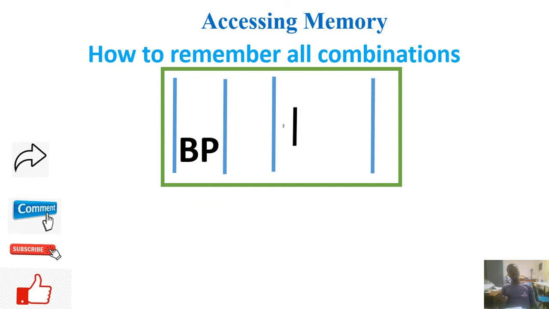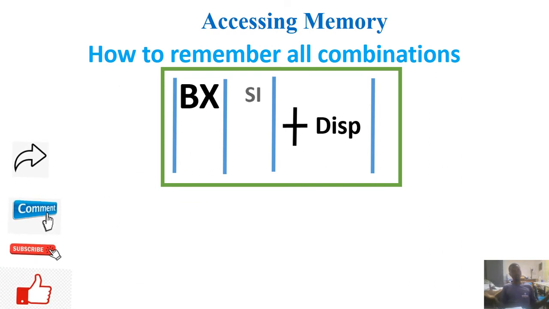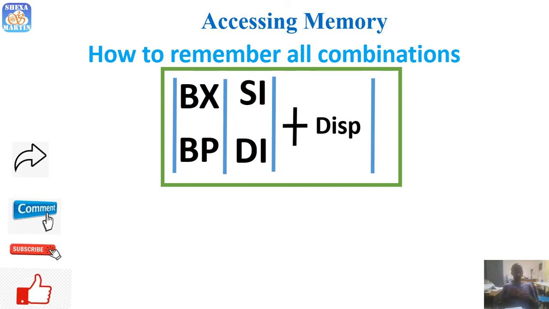You may also choose to say BP and displacement. Displacement might be 8-bit or 16-bit, or you may choose displacement plus SI or BP, BP plus DI and displacement. You may also choose BX and displacement, or BX, SI and displacement, BX, DI and displacement. These are the choices that you may have, and these are all the combinations that one may choose.